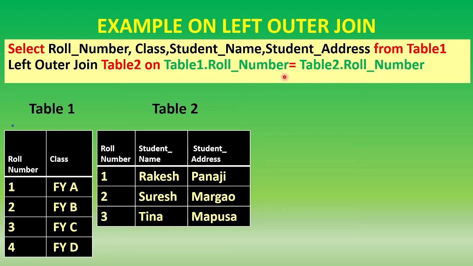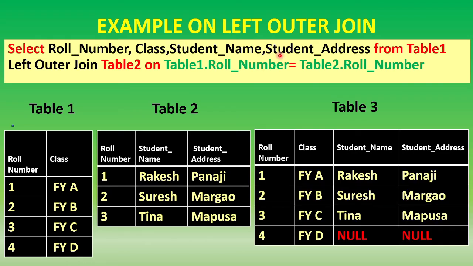So when these roll numbers match, only the matching rows from the right table will be written, and all the rows from the left table will be written. So we have to select the roll number, class, student name and student address. So in table 3, see, this is the output table. In this table, roll number is there, then we have a class, then we have a student name, and lastly we'll have a student address.